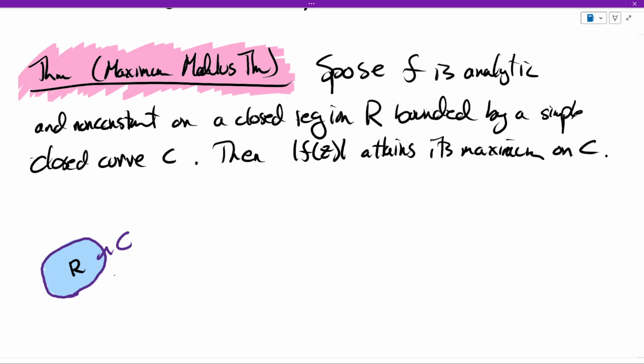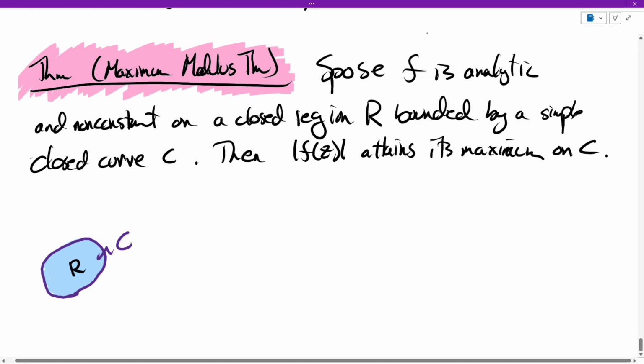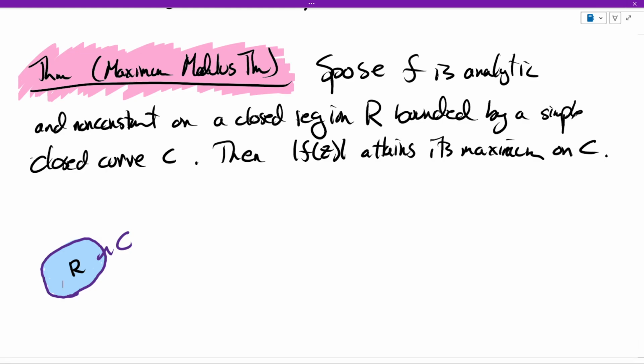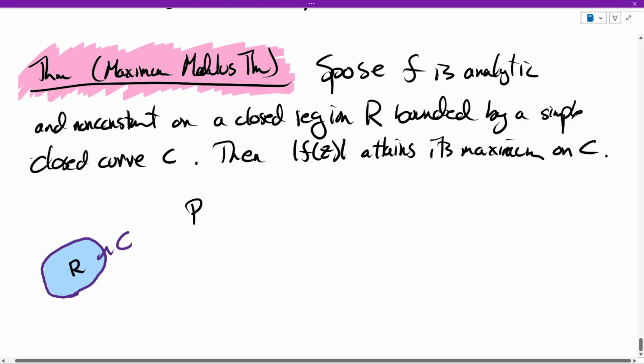And what it tells us is, well, first of all, this is a closed and bounded subset of R2, so it's compact. So the modulus of f is continuous, so it has a maximum. But it happens on the boundary. It doesn't happen inside of R. It happens on the boundary of R. It happens on the bounding curve. So that's what the maximum modulus theorem says. And I would like to give you not a proof of this, it's not done in the book, but the idea.